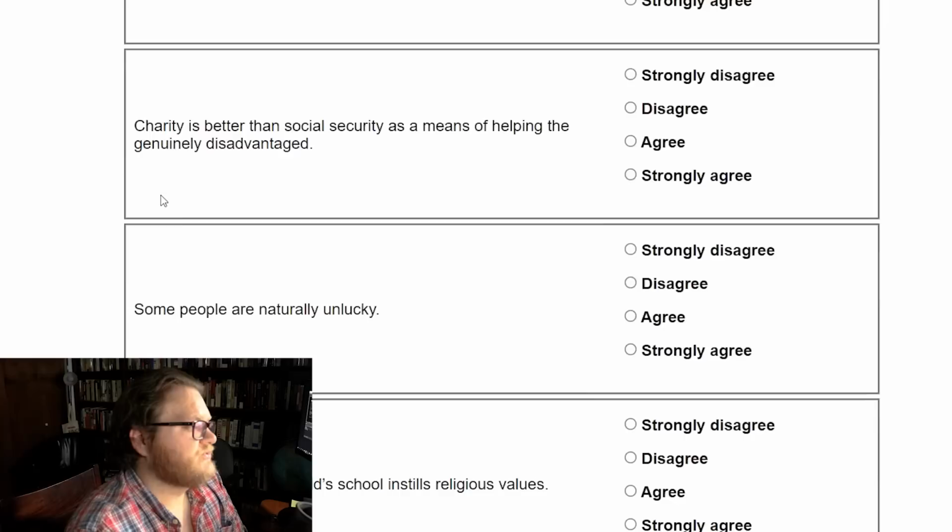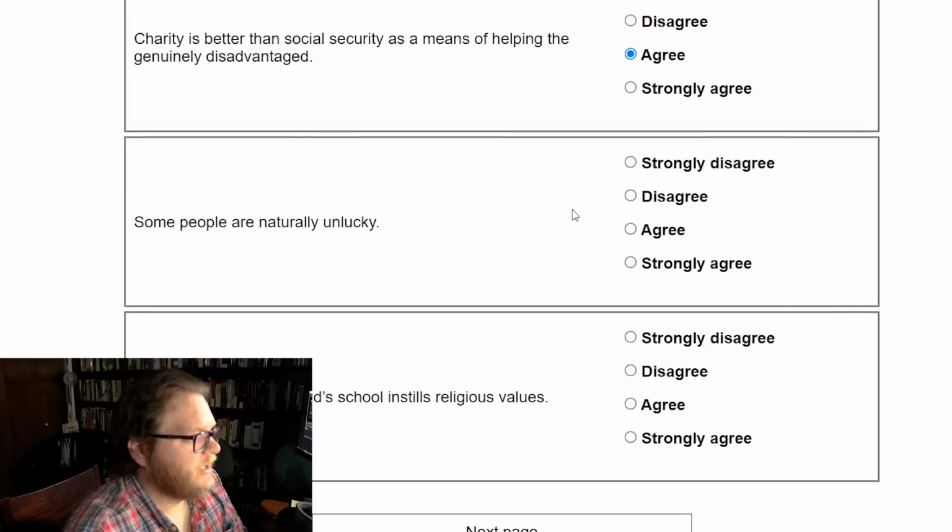Charity is better than Social Security as a means of helping the genuinely disadvantaged. Mildly agree. Unfortunately, charity has been weakened over the past century due to more and more government involvement in things like welfare. Some people are naturally unlucky. Mildly agree. Some people just cannot get a break, and it's not some devious plot to undermine them, it's just, damn, that's bad luck.